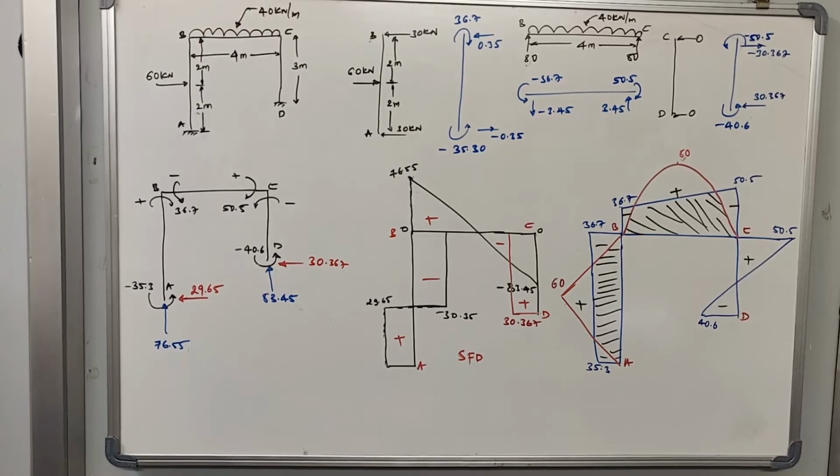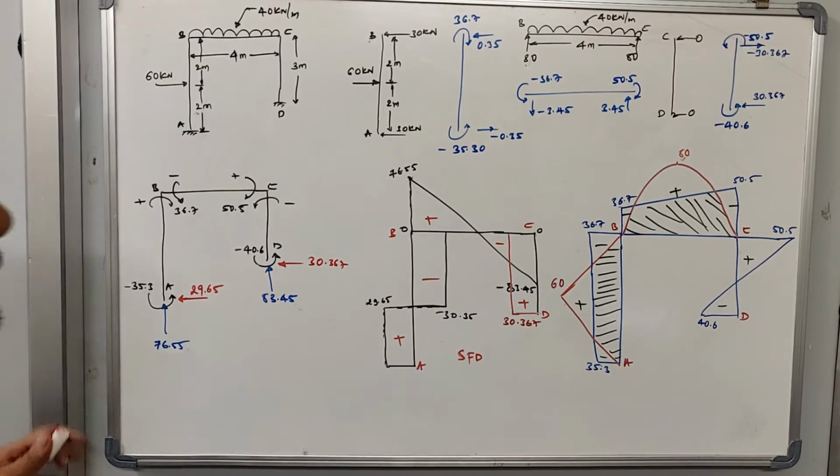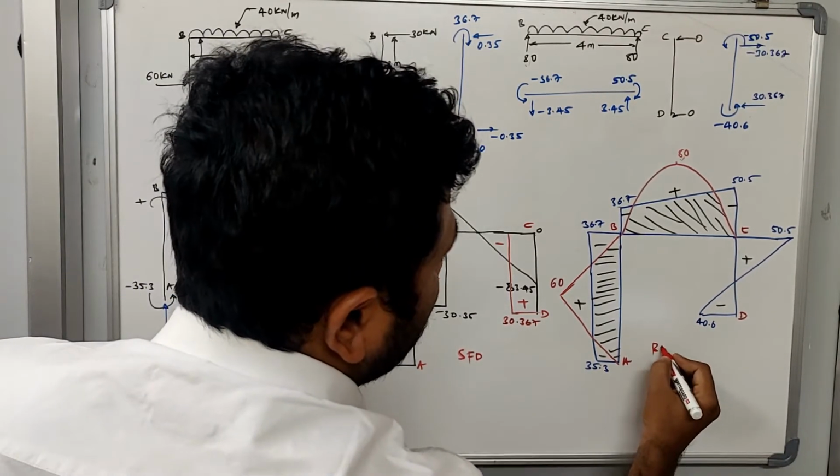Alright, in the previous video we had solved the end moments for this given frame. Now let us try to find out the reactions, vertical reaction and horizontal reaction. Then we will try to determine what is the SFD and BMD diagram of this problem.